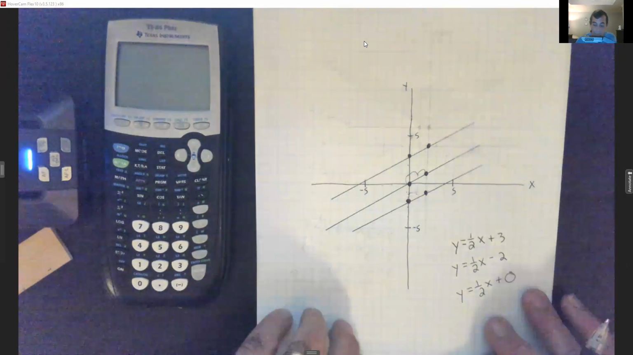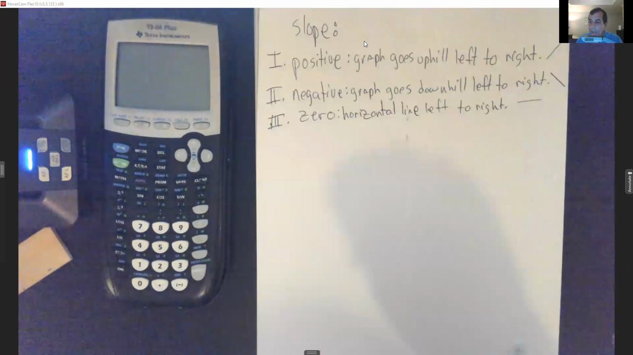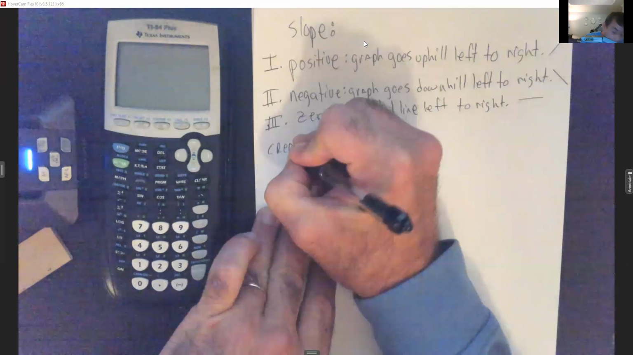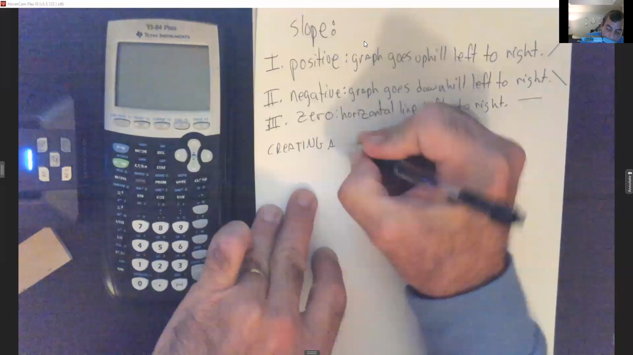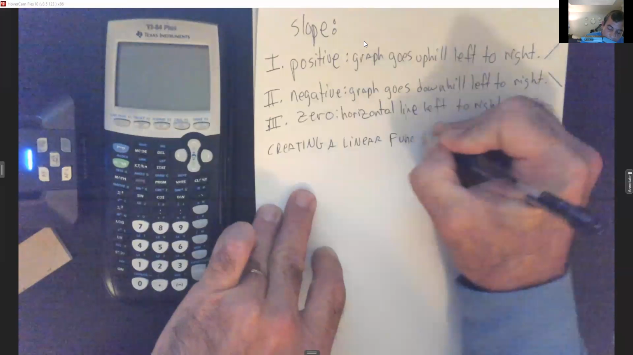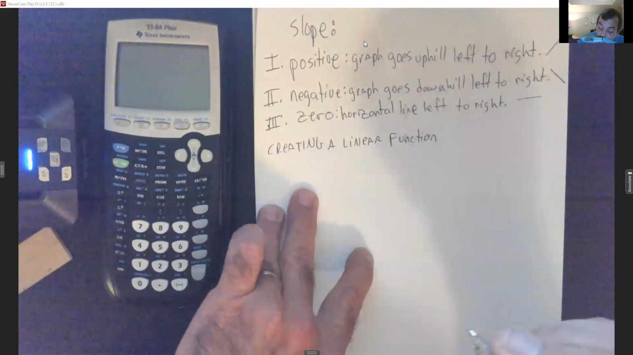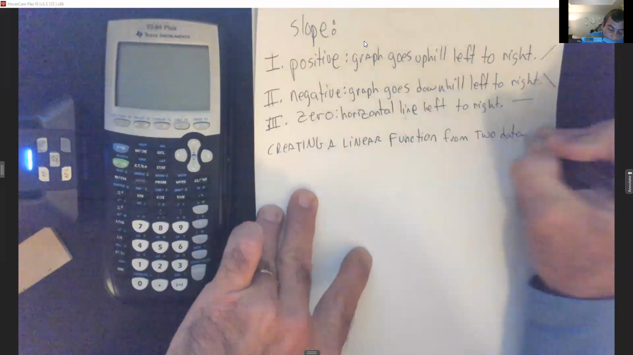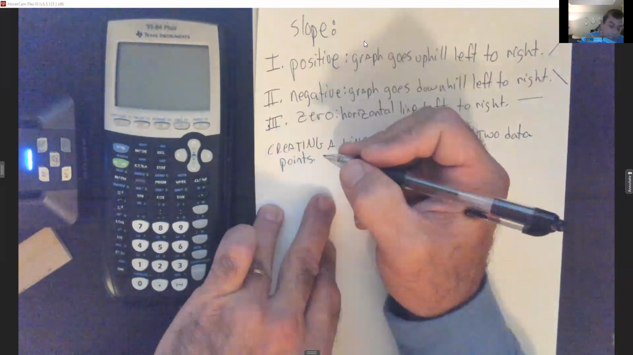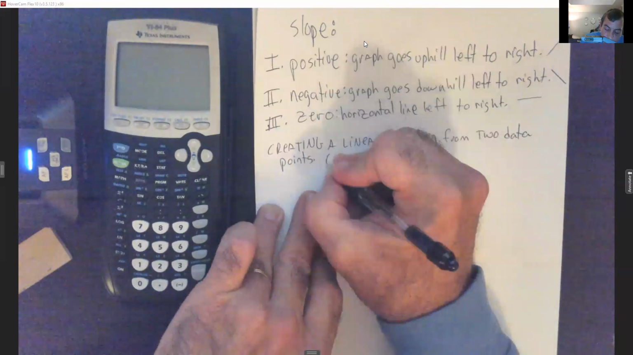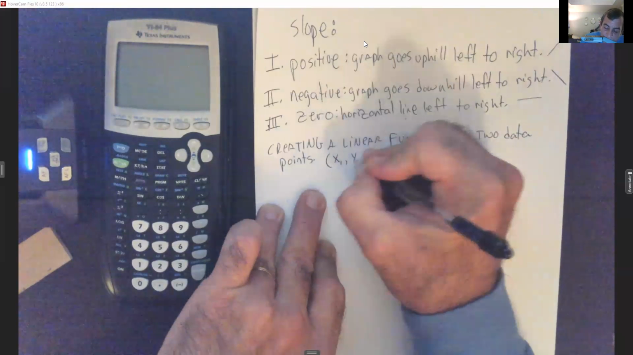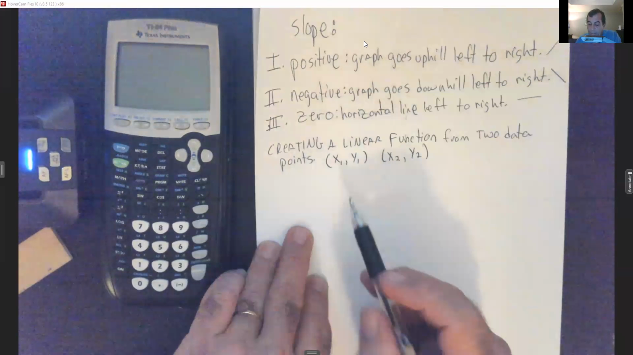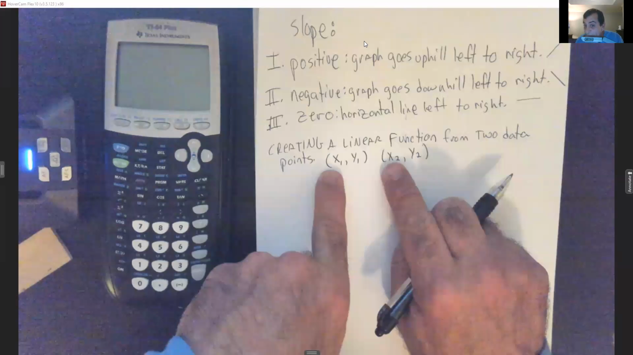All right, y'all, so last thing I'm going to look at for this is what we call creating a linear function from two data points. And I'll just call them points x1 and y1, x2 and y2. So they're going to give me two sets of independent variables with their dependent variables.